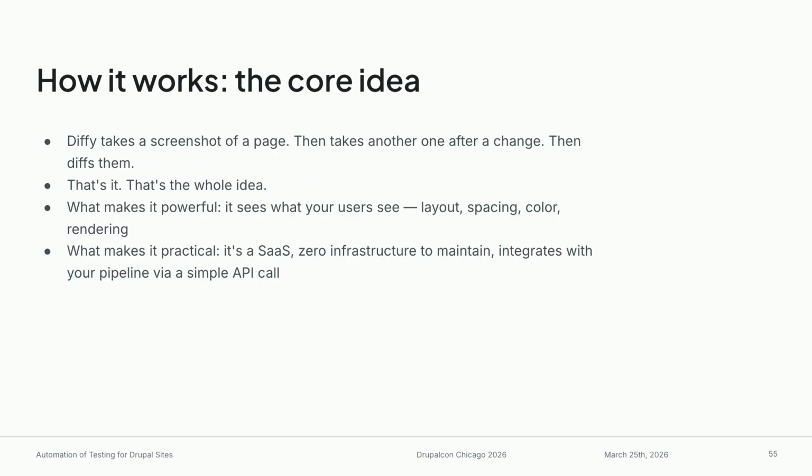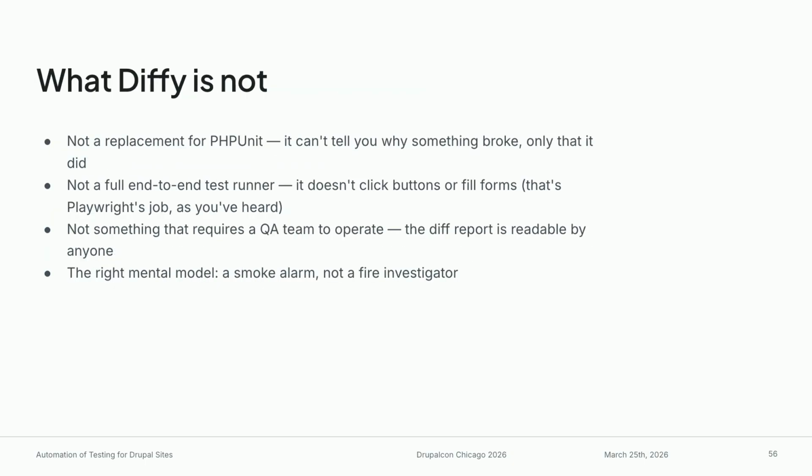The only thing that happens is your pipeline makes an API call to Diffy. Diffy does the work, and then it returns some report that you can work with. Now, that's Diffy, but what Diffy is not.